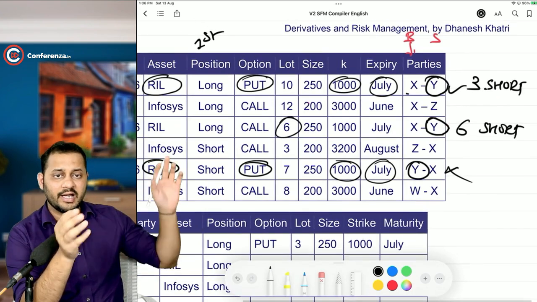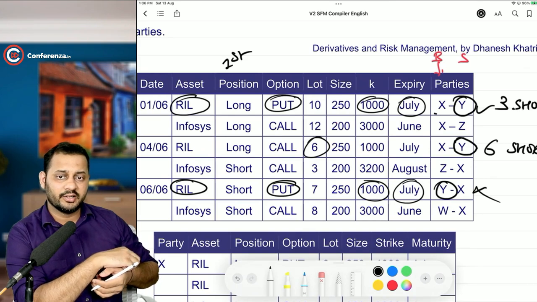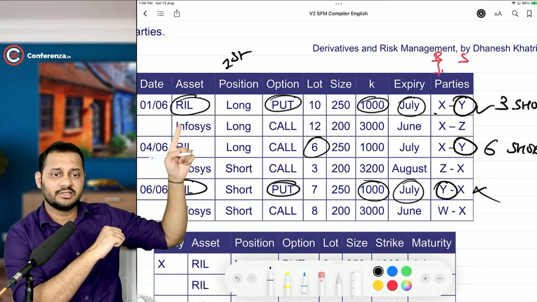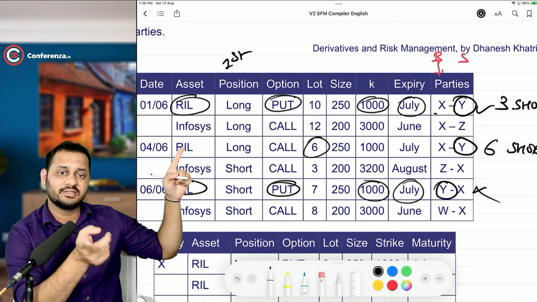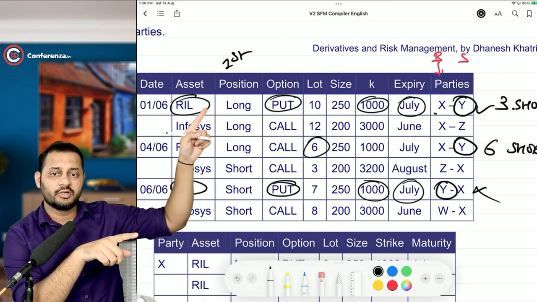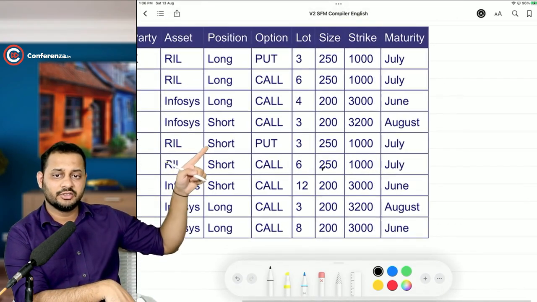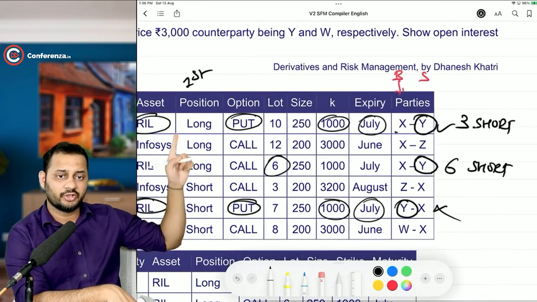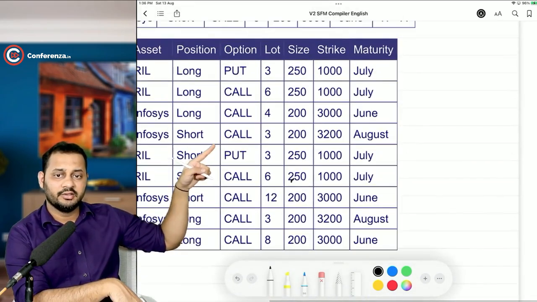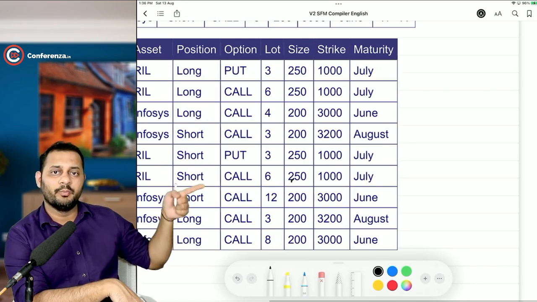So under Y there are 2 contracts under open interest: 3 contracts for the Reliance Industries Limited put option and 6 contracts for the Reliance Industries Limited call option. One for the put option, another one for the call option. So see, Y, Reliance, short. He has a short position in both, 3 and 6, put and call. Although both are for July, one is put and one is call. So both will remain open.